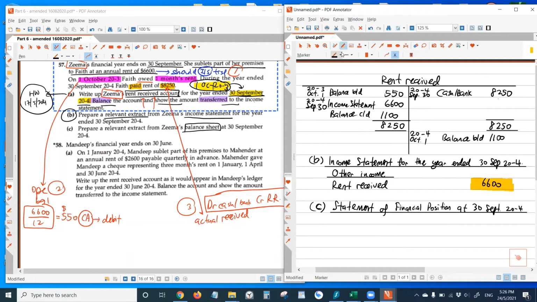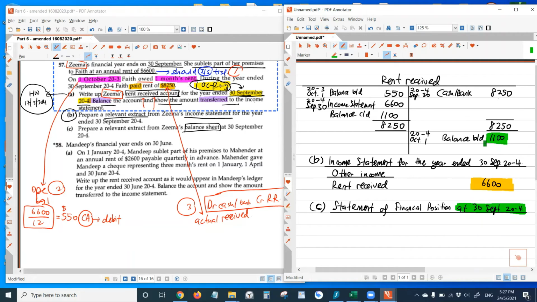Okay, now what should we show? From part 2 that you have learned, we know that an income statement you prepare for a period of 1 year. For SOFP, it is presented on a single day. And here you can see it's presented on which day? 30th September 20-4. What day is that? The year end, correct? So at the year end means you need to see what is the closing balance. 1100 is the closing balance. That's what you need to show.